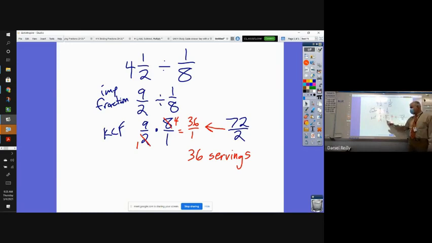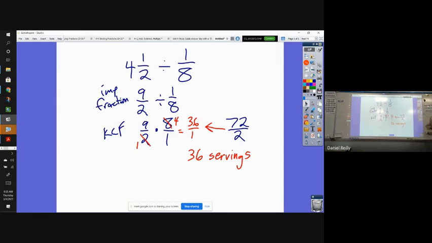So then it's keep, change, flip. You can cross reduce if you want to. If you don't cross reduce, you get 72 over 2. You just multiply across the top, multiply across the bottom. That's how you multiply fractions. 72 over 2, and then that comes out to 36 over 1. Or if you cross reduce the 2 and the 8, then you get 36 over 1 right off the bat.